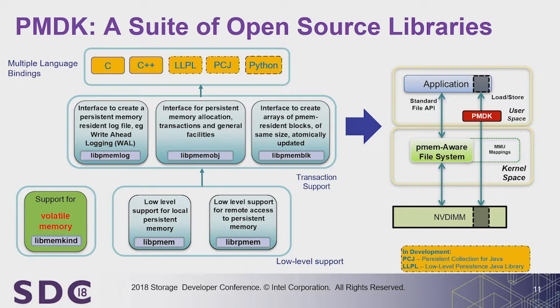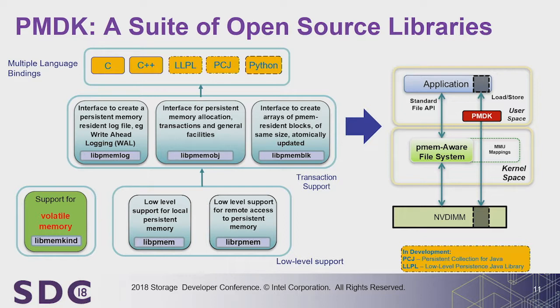The dark green box that I show is labeled as volatile memory. But I've been talking all along about persistent memory. What is that doing over there? So we've added support for persistent memory as part of libmemkind.